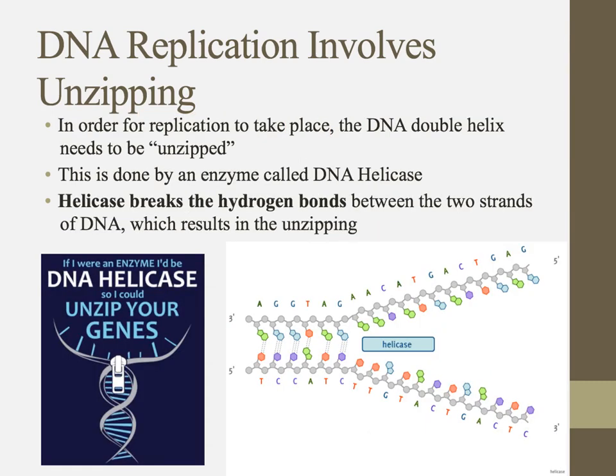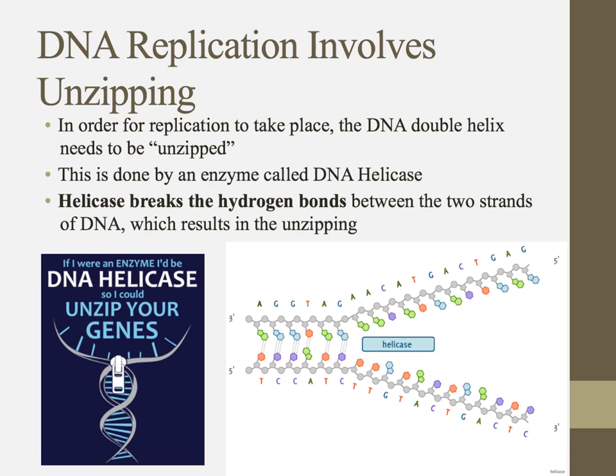To make a new strand, we're going to need a template strand on which we're going to build the new strand, okay? So we got to make a template strand. How do we do that? Well, we take the double strand of DNA and we got to split it. Okay, that of course is done by an enzyme. In this case, it is helicase.